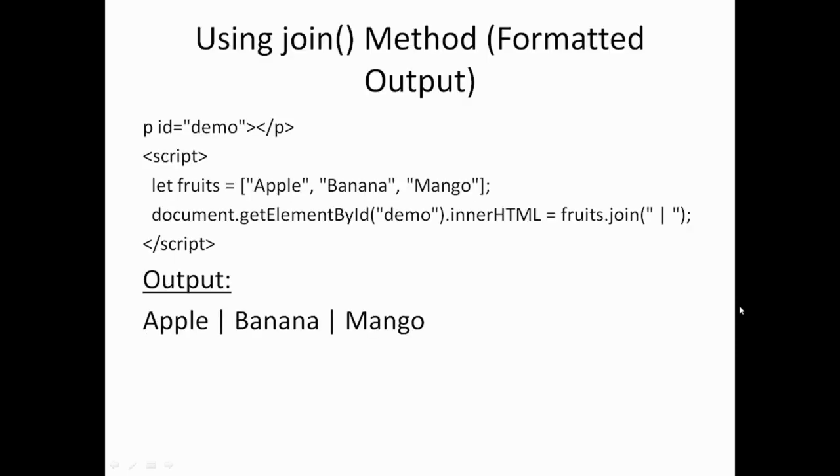The join function is used to join the values of an array with a particular string. So in this example we have defined an array called fruits with three different values: apple, banana, and mango. Here we are using the join function, fruits.join, with the bar symbol. So it will include the bar symbol between the values of fruits, such that you will get the output apple | banana | mango.